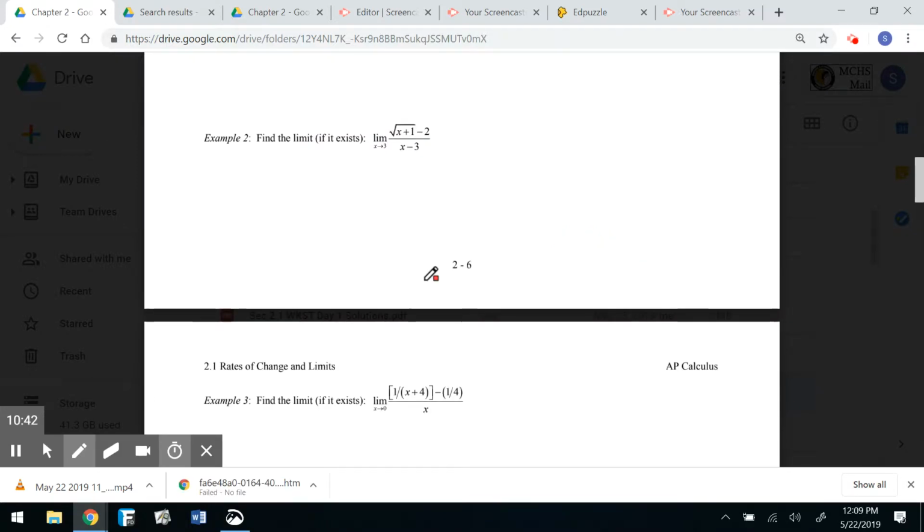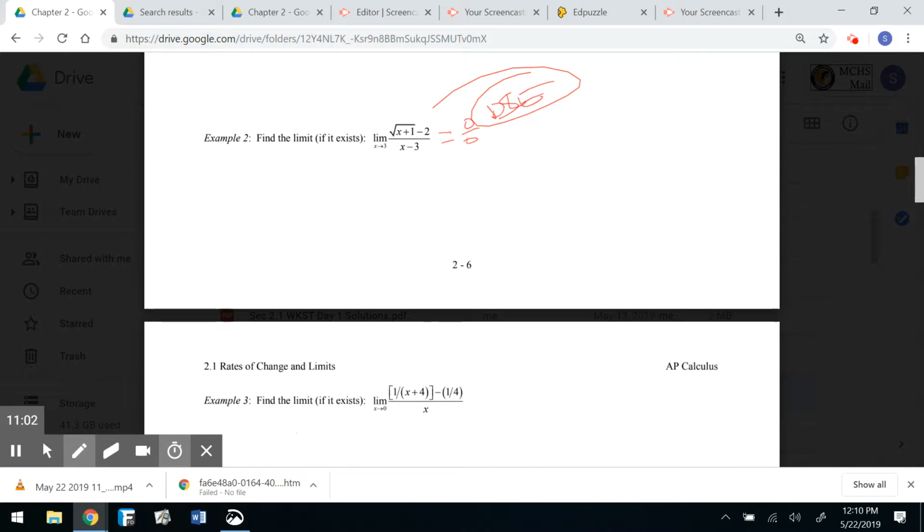All right, example 2. Everybody at home, what is our first step? Direct sub. Remember, you never write the word limit when you direct sub. I get 0 over 0. What does that mean? Do something else. Well, that definitely does. I don't know about you.